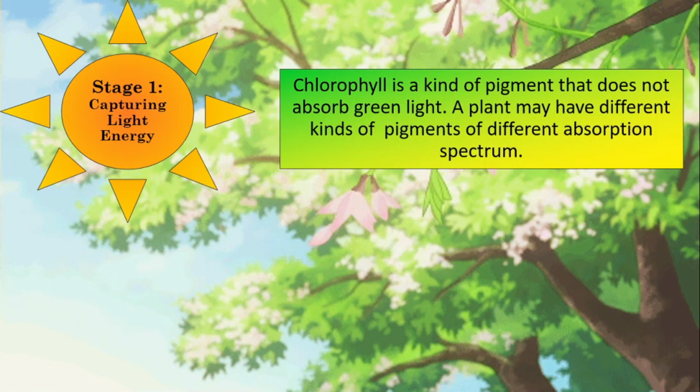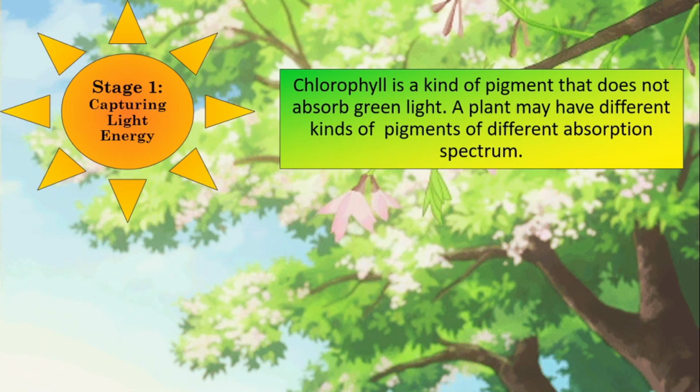Photosynthesis has 3 stages, each of which is discussed as follows. Stage 1. Capturing light energy. To understand the process of photosynthesis, you should know some basic facts about light. Light is a form of energy or electromagnetic radiation that is transferred by waves.